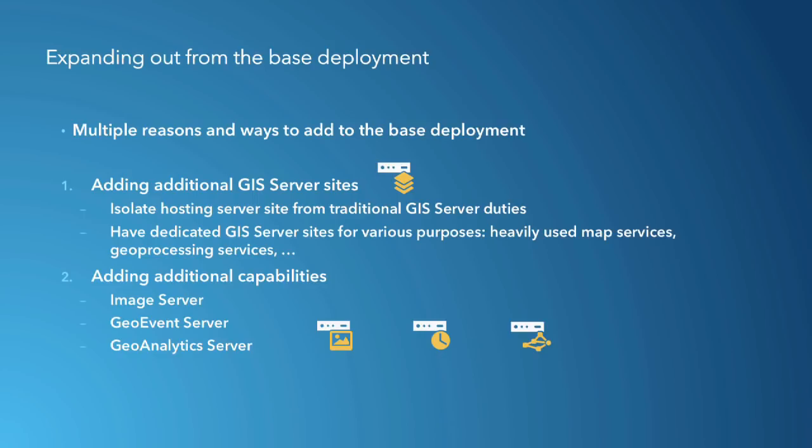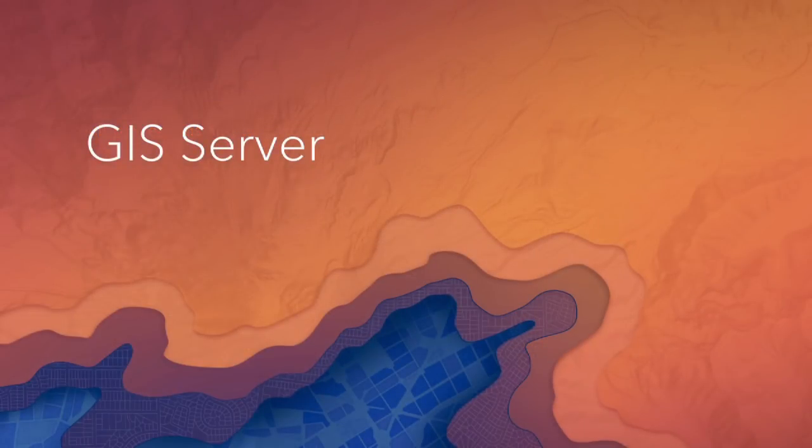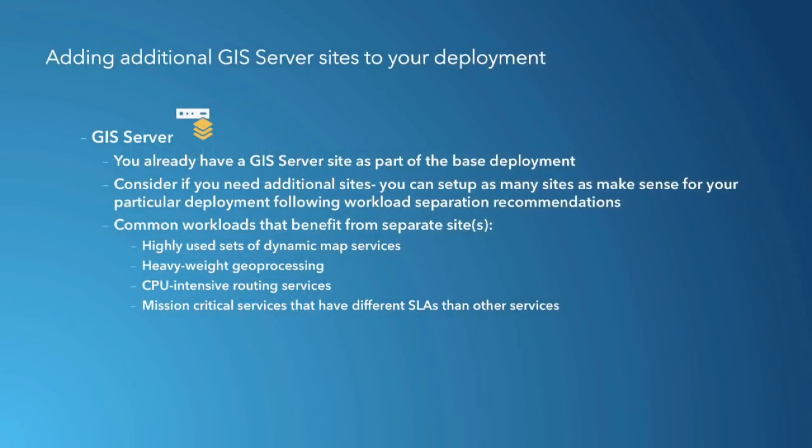You already have one. There's already a GIS server as part of the base deployment. If you don't need to, you don't have to add additional GIS server sites. This is your traditional ArcGIS server that does everything you've had before plus more. There are some specific reasons that we often see, whether it's workload separation or things like SLAs that are different. These map services are super important. They have to have, I don't know how many nines worth of uptime. Great. This server site gets special treatment.